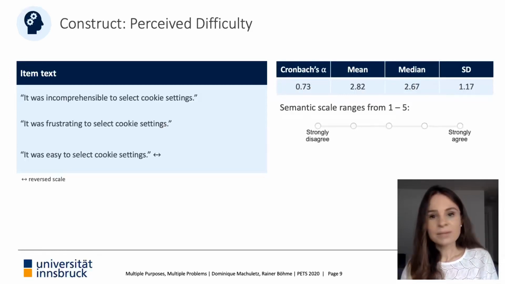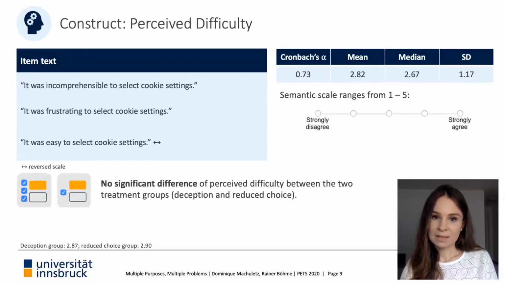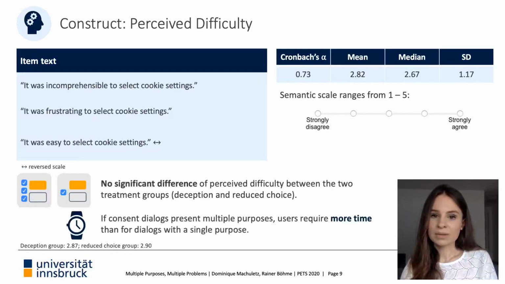When measuring the difference between the deception group and the group with the reduced choice options, we do not find significant differences. However, participants needed significantly more time to respond to the dialogue if presented with more choices. This at least gives hope that users can deal with multiple purposes.